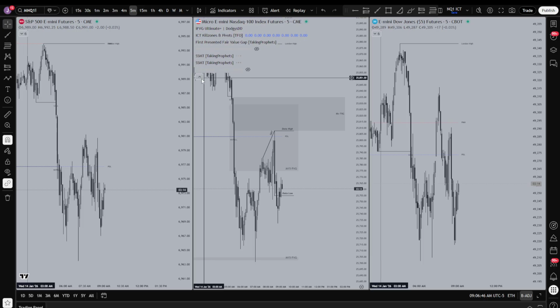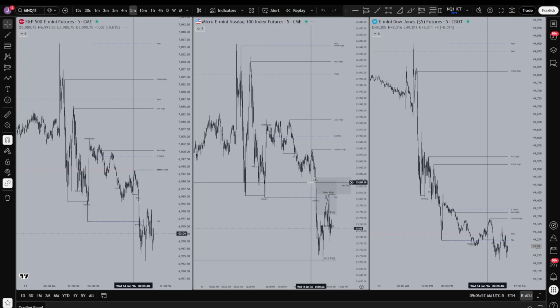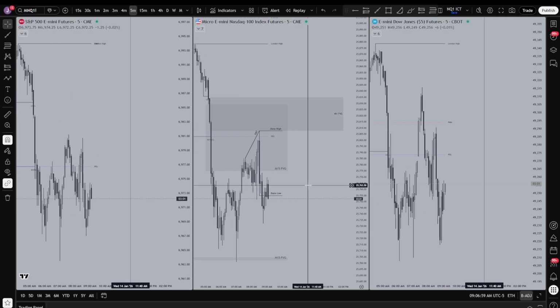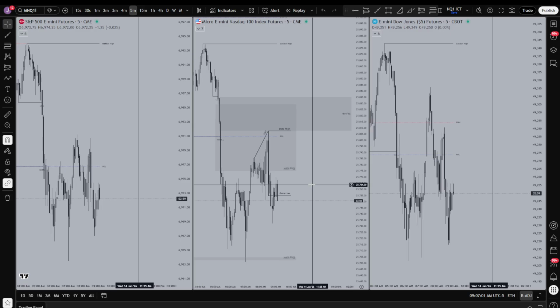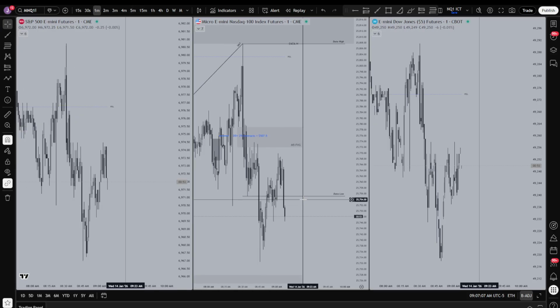We have this 5 minute that's slightly unfilled, barely worked into it. That 5 minute inverse, I would go for maybe the data high, but as long as we're below that, I would look to short to the 7 a.m. low. Yeah, we're dropping hard here.